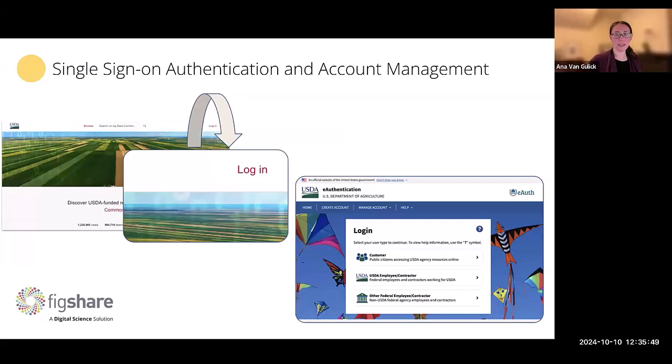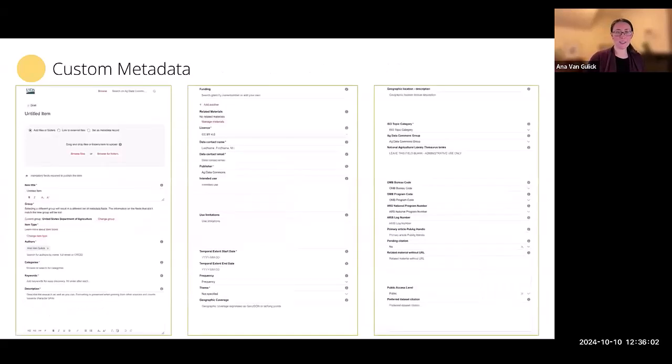So here's that single sign-on authentication. If you go to use this and you are a USDA user, when you go to log in, it will take you to this eAuth page so you can log in with your USDA SSO account. Here's custom metadata. You'll see, in order to fit it on, it's quite a bit. So apologies for it being quite small, but you can see really the importance of being able to configure this metadata for a catalog and repository like the USDA.